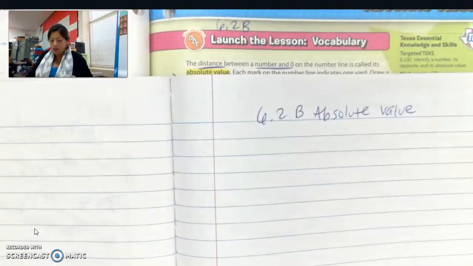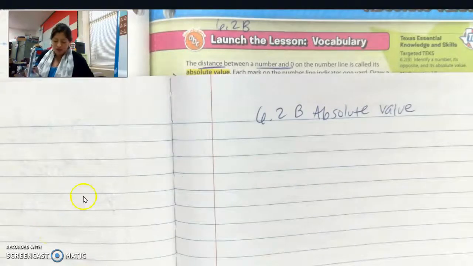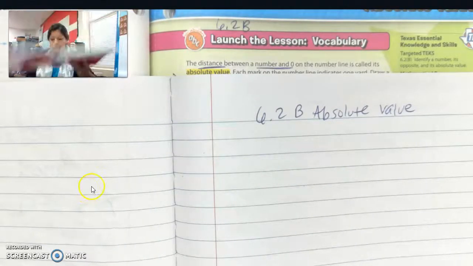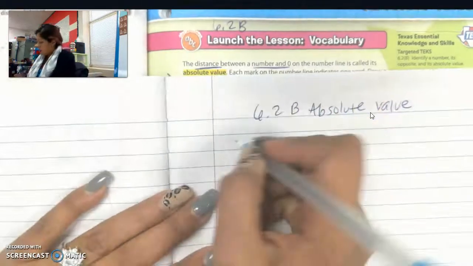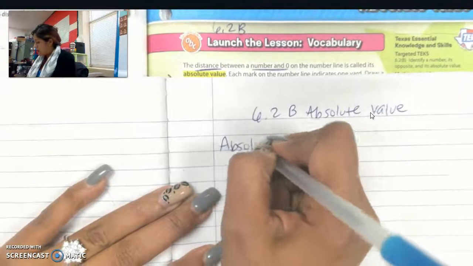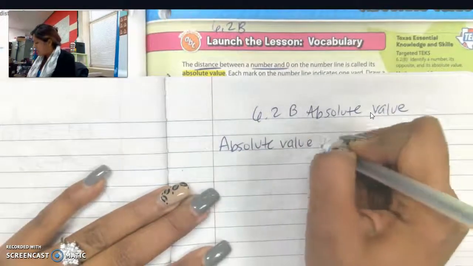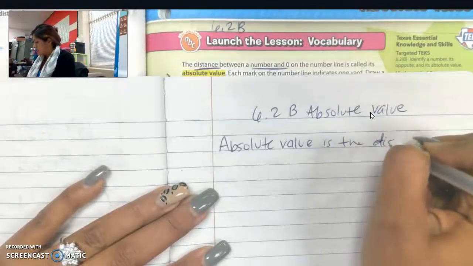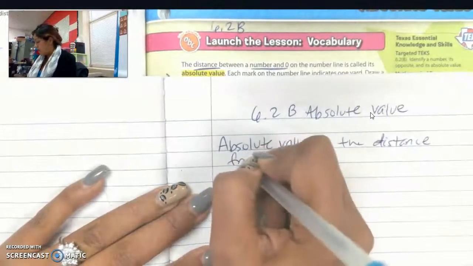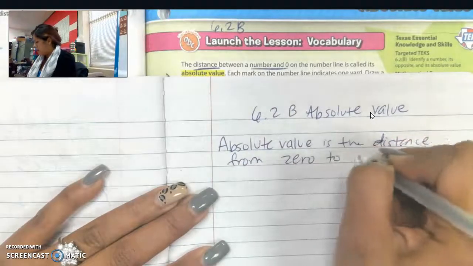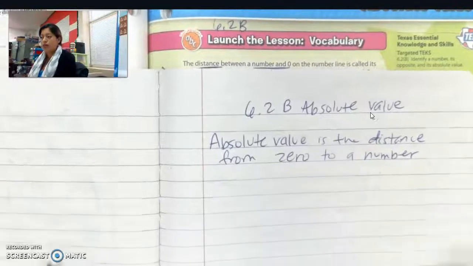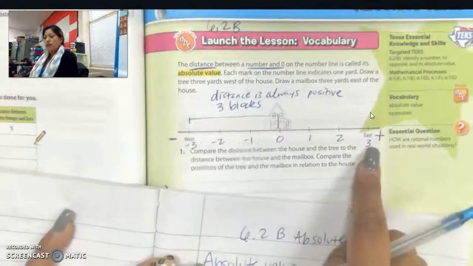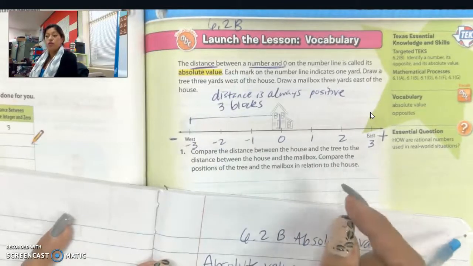And again, absolute value is the distance from 0 to a number. And when we actually talk about this in real life, we talk about it like this: to the east, to the west, to the north, to the south.